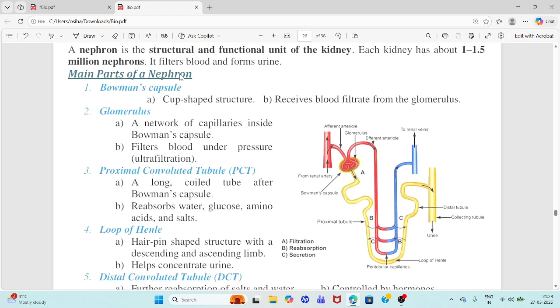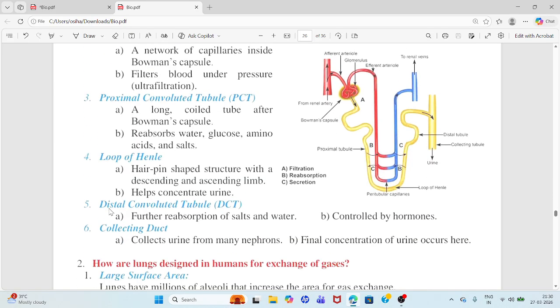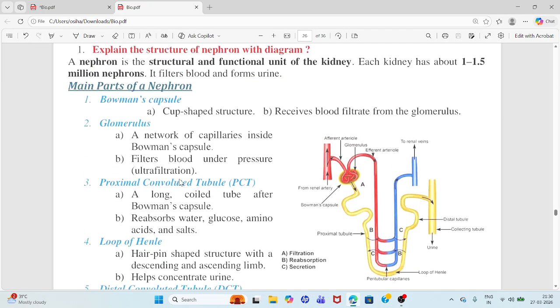Main parts of a nephron: Bowman's capsule, glomerulus, proximal convoluted tubule (PCT), loop of Henle, distal convoluted tubule (DCT), and collecting duct. So these are the main parts of the nephron. You can see them in this picture also.